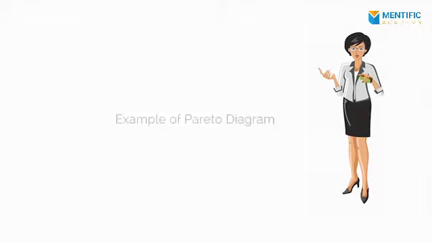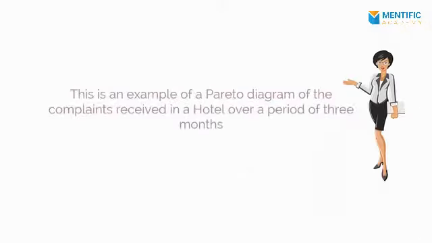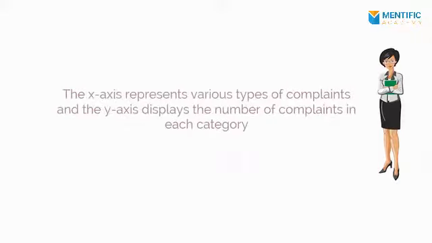Let us now look at an example of Pareto diagram. This is an example of a Pareto diagram of the complaints received in a hotel over a period of 3 months. The hotel management is concerned about the increasing customer complaints. The horizontal axis represents various types of complaints, and the vertical axis displays the number of complaints in each category. The right-hand vertical axis displays the cumulative percentage of the complaints. The blue curve represents this data.